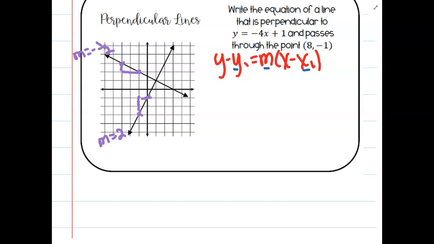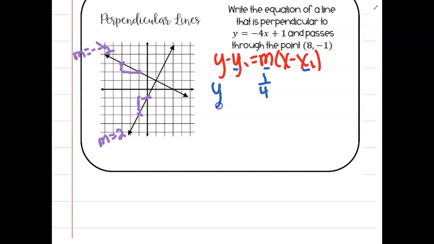So if the slope of this line is -4, my slope needs to be the opposite reciprocal. So you flip the sign and you flip the fraction. So what would the slope of the new line be? A positive. You flip the sign, 1/4. Flip it over to 1/4.